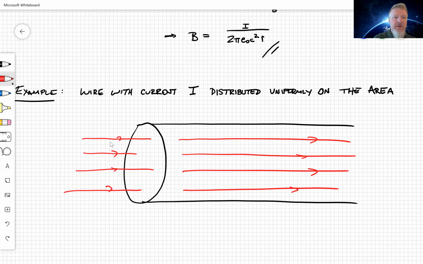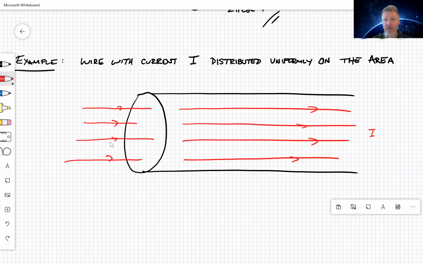Okay, so this is the current I. That whole entire thing is the current. Now you can start seeing, let's examine the current density, the flux of current density through an Amperian loop. Let's look at that. In this case, the current is distributed uniformly on the area, so the current density is going to be a constant.